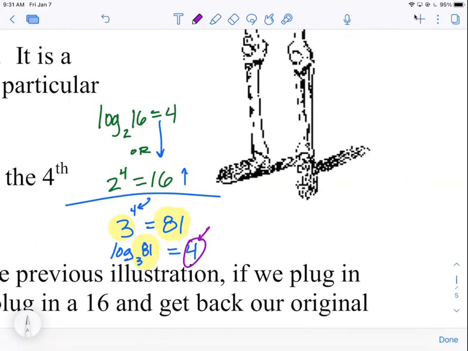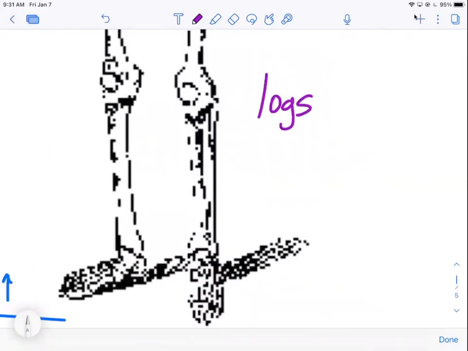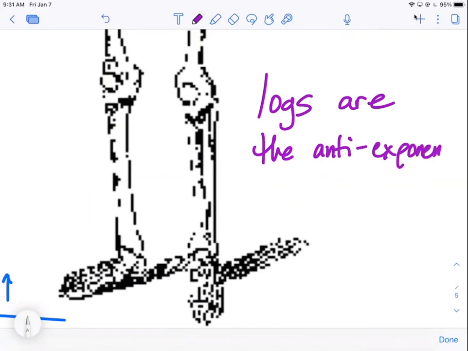So logs are basically like anti-exponents? Yes, let's say that. Logs are the anti-exponents. And by anti here, we don't mean they're like categorically against them, right? Like they fight it out with exponents, right? We mean anti-heroes, right? Let's go ahead and say the inverses of, because what does an inverse function do?